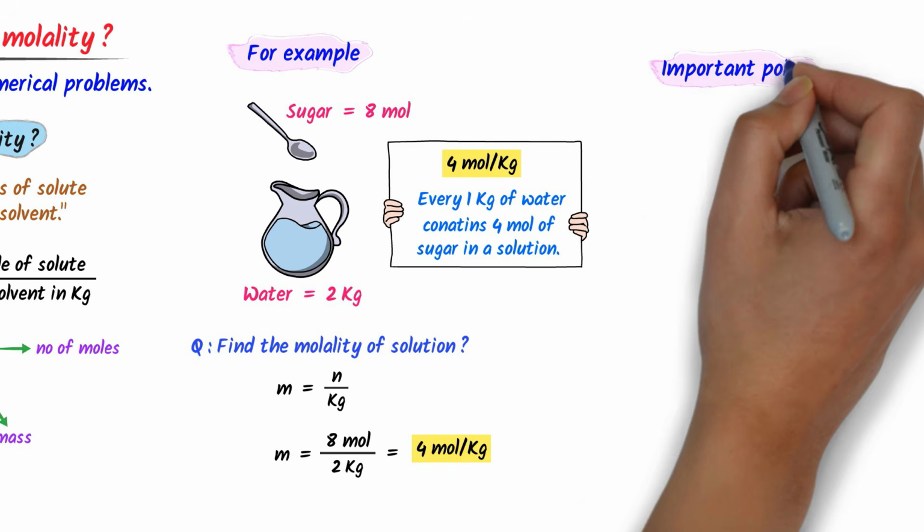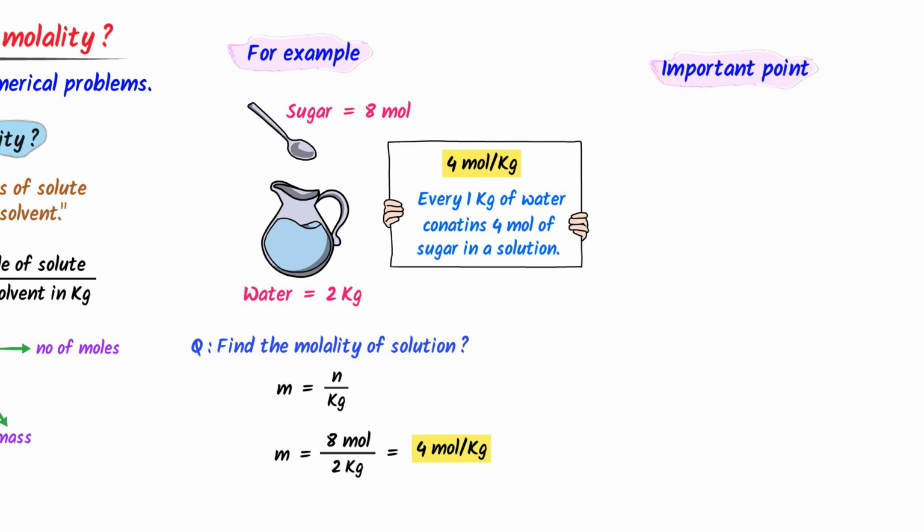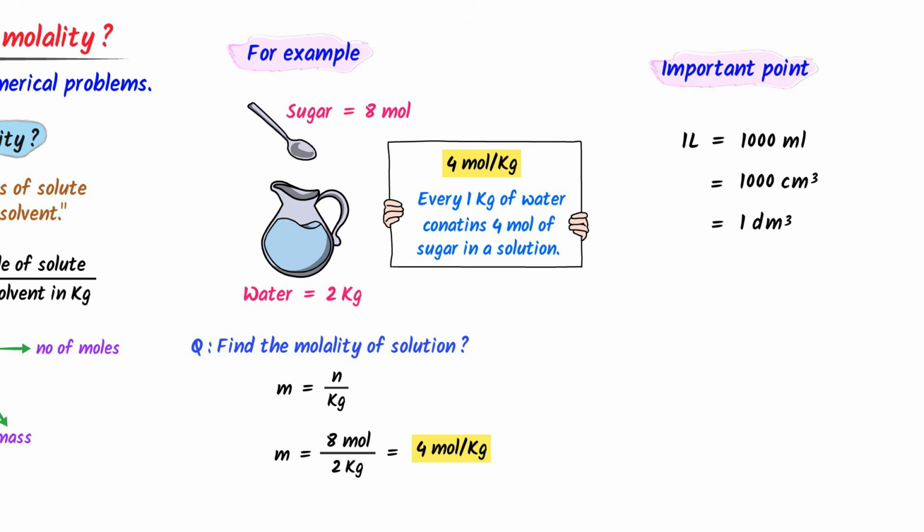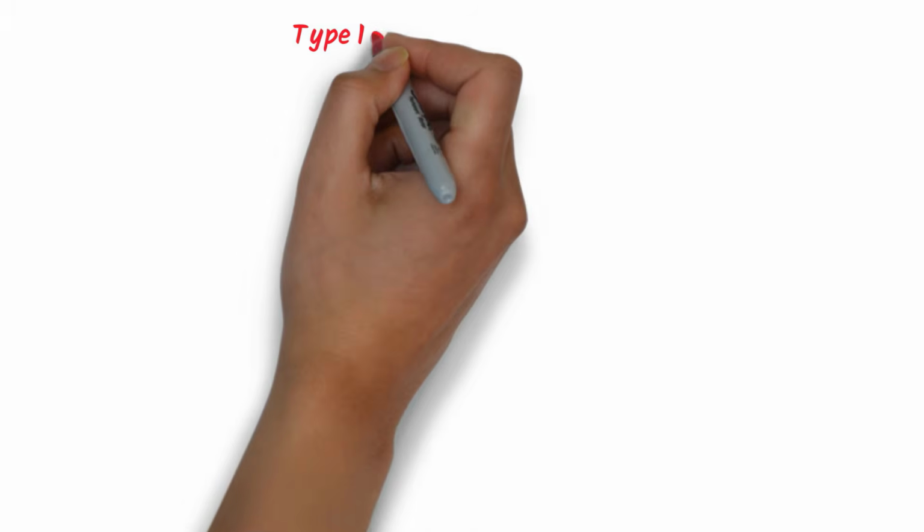Now let me teach you one important point which you must know for the calculation of molality numerical problems. 1 liter is equal to 1000 milliliter, or it is equal to 1000 centimeter cube, or it is equal to 1 dm cube. You must remember these numbers and they will help you a lot in numerical part. Now let me teach you type 1 numerical problems.